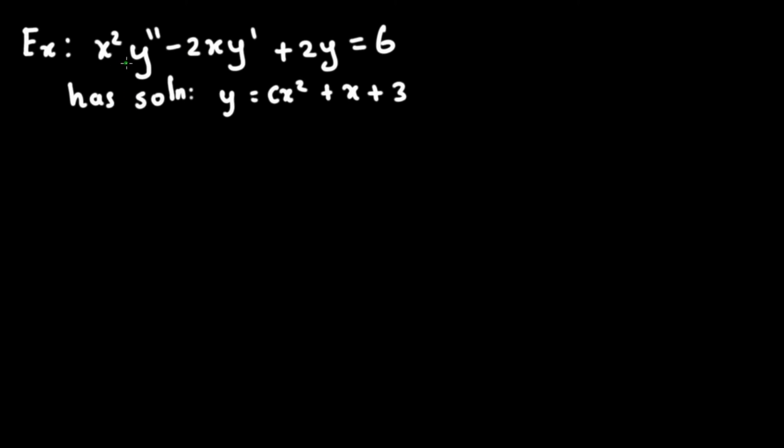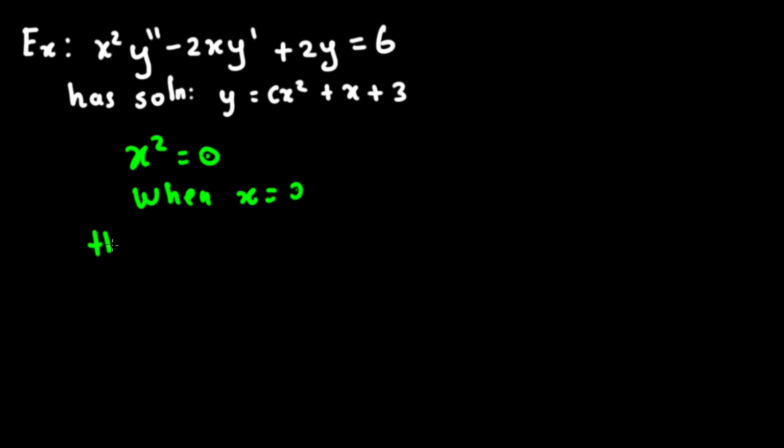Here we have x squared y double prime minus 2xy prime plus 2y is equal to 6 has a solution y is equal to cx squared plus x plus 3. Here you can see x squared is 0 when x is equal to 0. When x is equal to 0, this is violating the existence theorem.